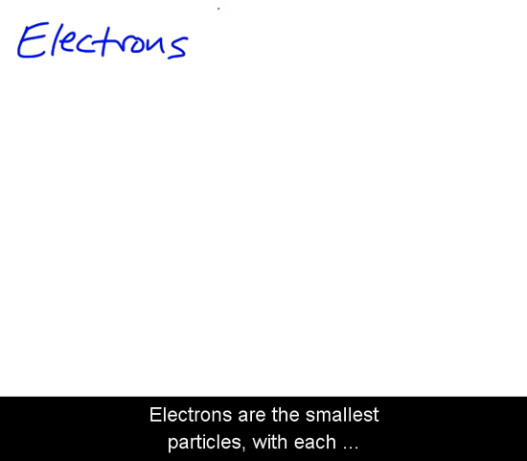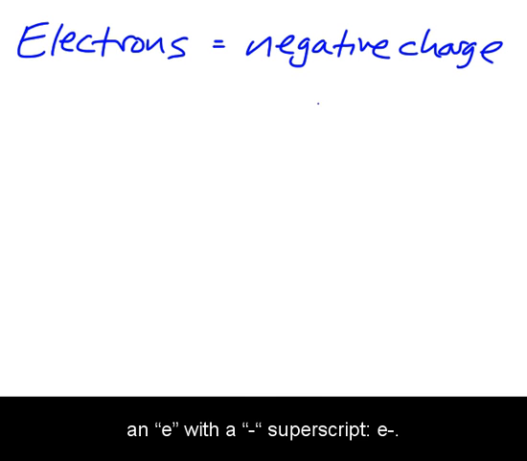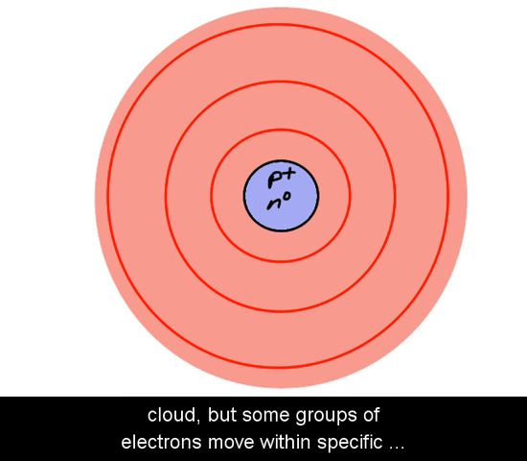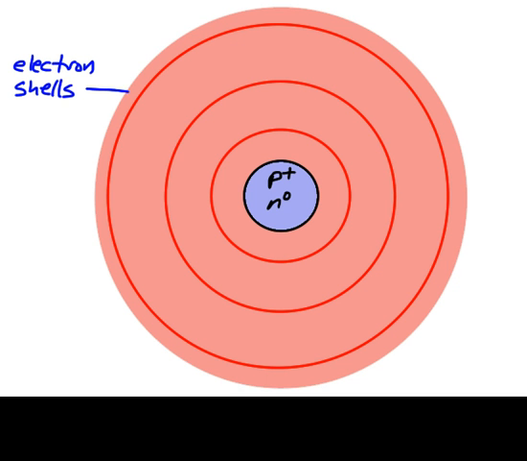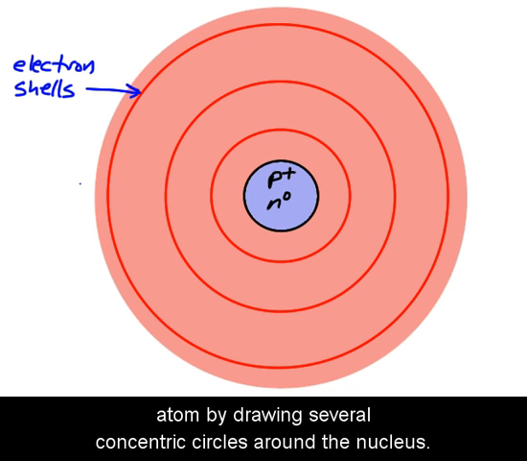Electrons are the smallest particles, with each containing a negative charge. Electrons are symbolized by an E with a minus sign superscript. All electrons move around the nucleus within the electron cloud, but some groups of electrons move within specific regions of the cloud called electron shells. We can represent electron shells in a diagram of an atom by drawing several concentric circles around the nucleus.